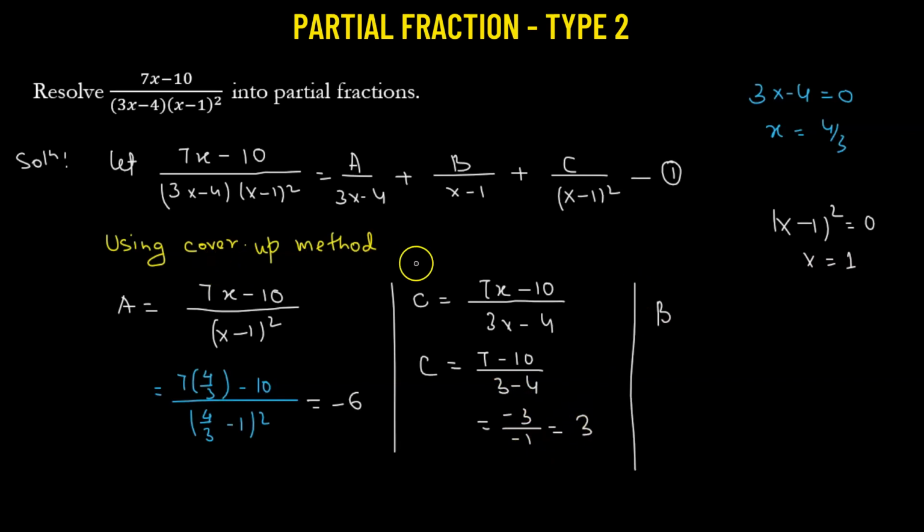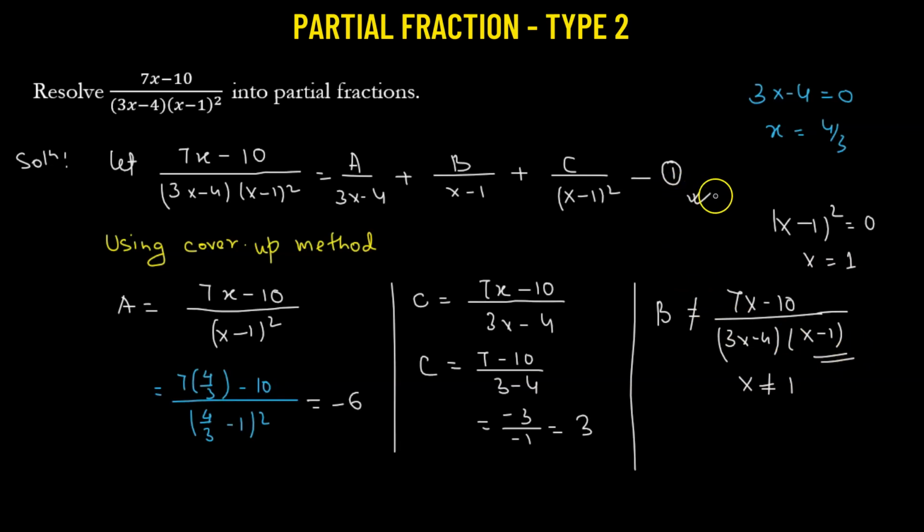Now, clearly, we cannot use the cover-up method to find the value of B. That's because if we use the cover-up method, we'll get (7x - 10) divided by (3x - 4). We can only cover up one of the factors, which is (x - 1), so we are still left with (x - 1). Here, x cannot be equal to 1, and we cannot find the value of B because that will make the denominator go to 0. Now the question is, how do we find the value of B?